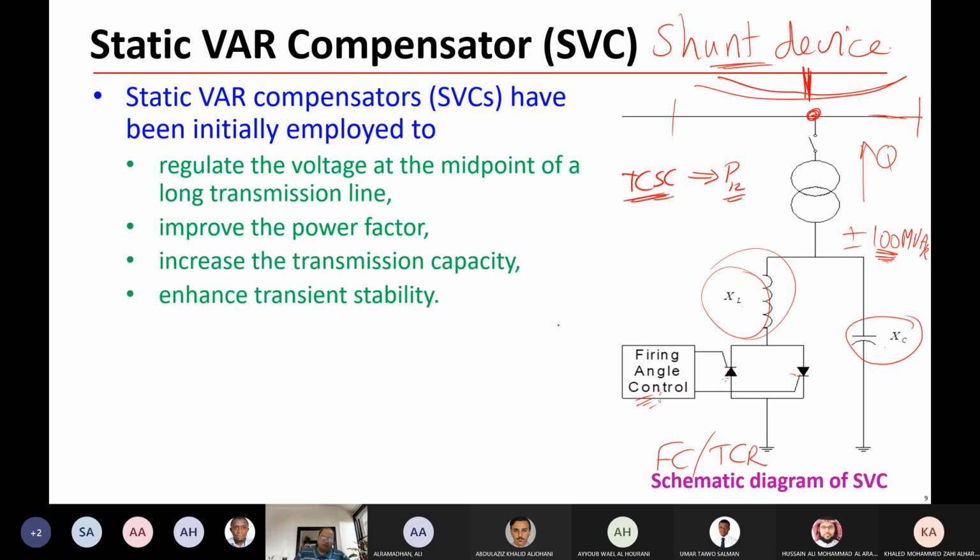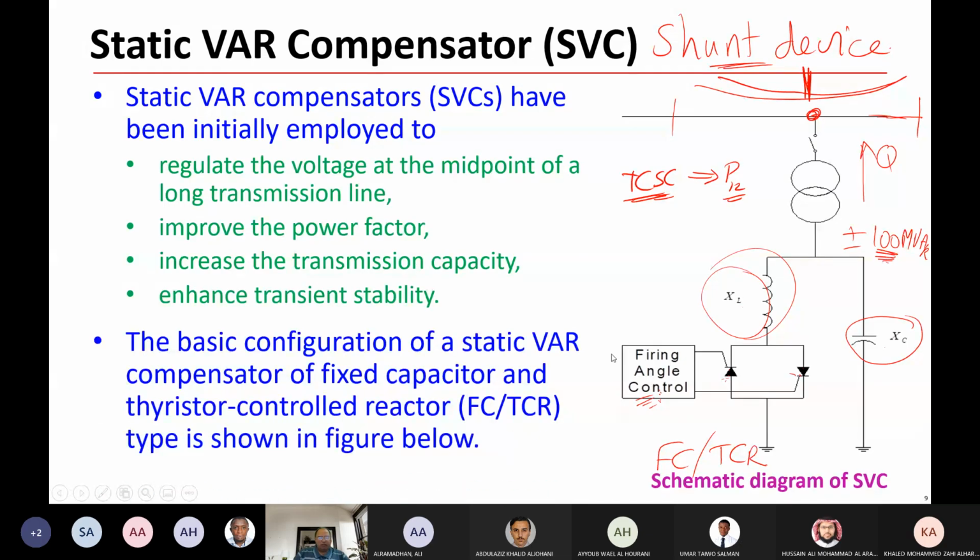Our question now is, if we have such devices, can we use them? Can we control them in order to improve the transient stability of the system? So this is the objective here. So yes, we can use the static VAR compensator to enhance transient stability, and we will see it at the end of the class, inshallah: how the static VAR compensator affects the power angle characteristic.